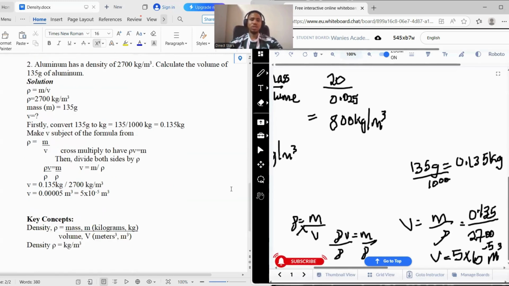So the key concept in this topic is density equals mass over volume, while density has the unit of kilogram per meter cube. That will be the end of today's class.